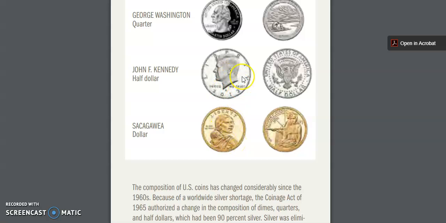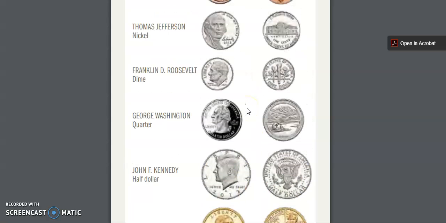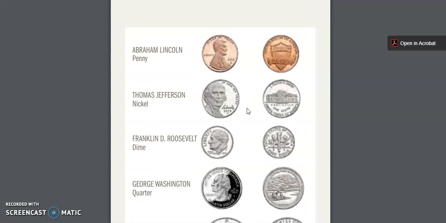So these two coins you won't see as often. You have to go to the bank and ask for them. You won't really see them at the grocery store or anything like that. You have to ask for them. So if you go to your local bank, they'll be able to give you these two coins if you need to. All right, so let's go ahead and review.